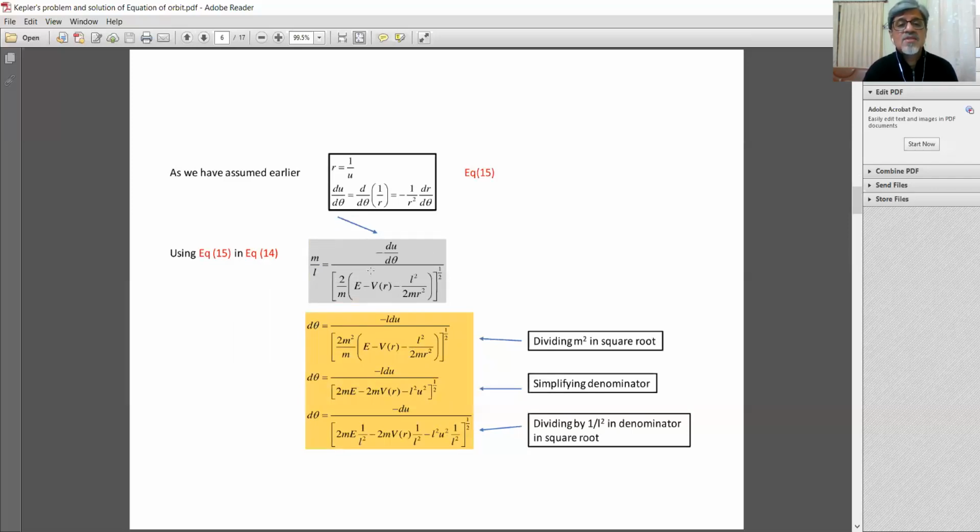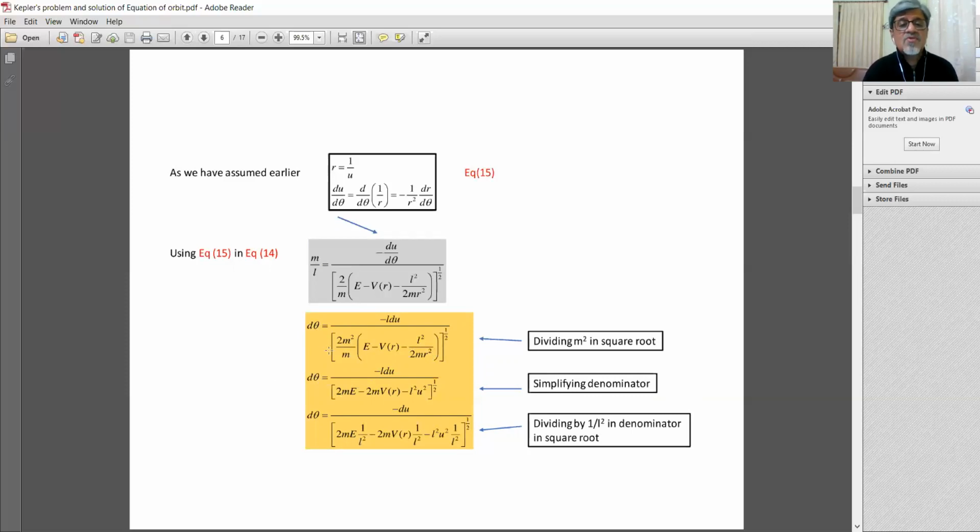So we take this d theta on the left hand side, and L goes onto the right hand side. So we get minus L du, and this m goes to the denominator, but in a square root, so it goes in square form. The rest of the bracket remains as it is. Now simplifying the denominator: m cancels out with the m square. And if you open the bracket, it becomes d theta, 2mE minus 2mVr minus L square u square, because again we have represented 1 upon r square as u square.